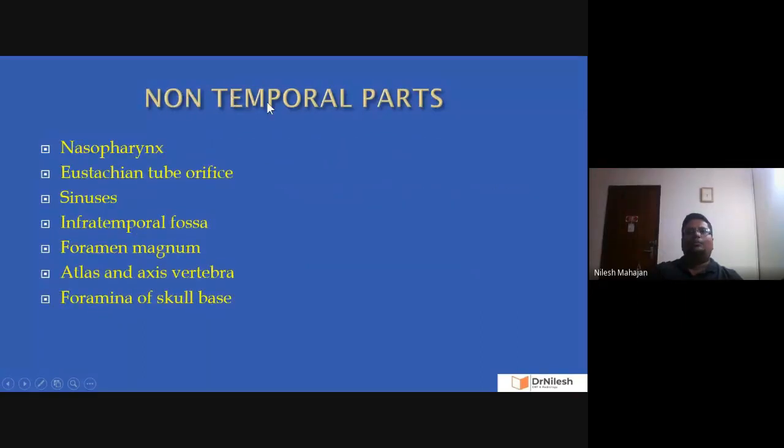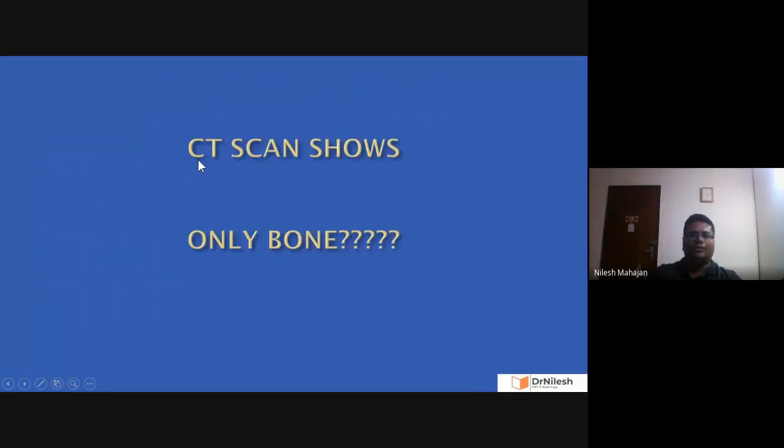So what are the non-temporal parts which you can see in the HRCT temporal bone? The nasopharynx, then the eustachian tube orifice. You can see the paranasal sinuses also, most of the time, if the scan has gone anteriorly. Then you can see the infratemporal fossa, foramen magnum, the atlas and axis vertebra, and the other small foramina of the skull base. These are not direct parts of the temporal bone or ear surgery, but if you get an HRCT temporal bone, you will get to see all these structures.